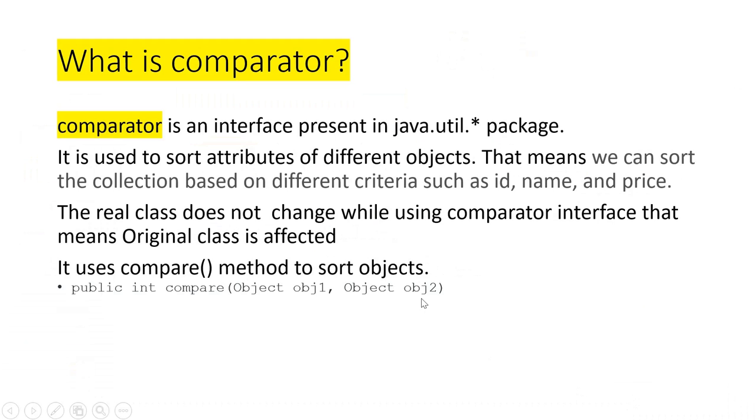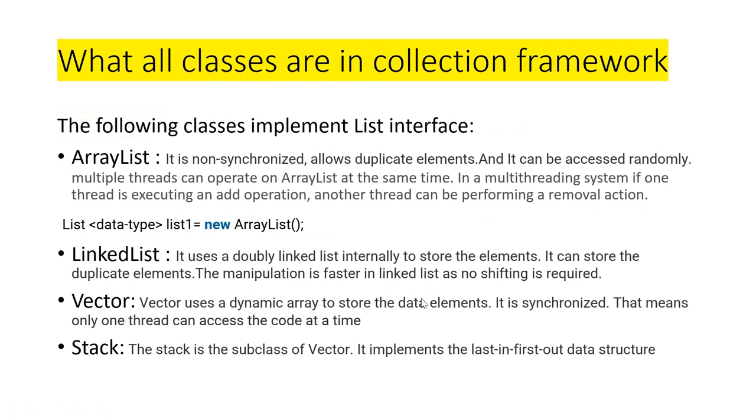So now we are clear what is Comparator. Now, this is a very simple question, you must have seen the hierarchy also. The interviewer can ask you, what all classes are there that implement the List interface? ArrayList, LinkedList, Vector, Stack: these four classes implement the List interface, out of which ArrayList is non-synchronized and it allows duplicate elements.